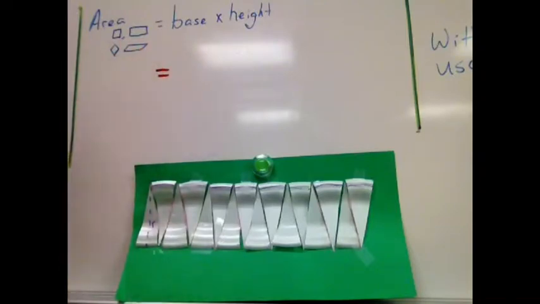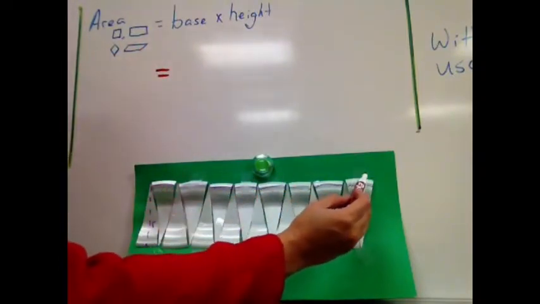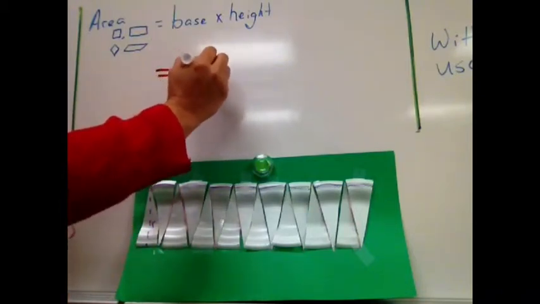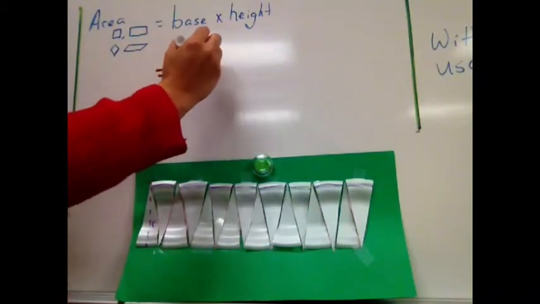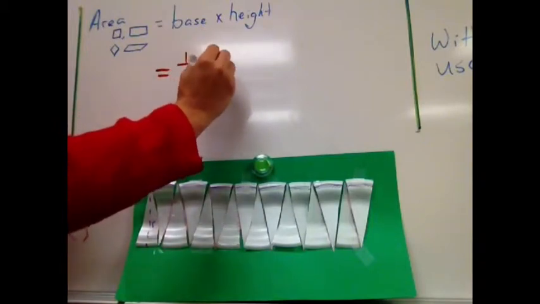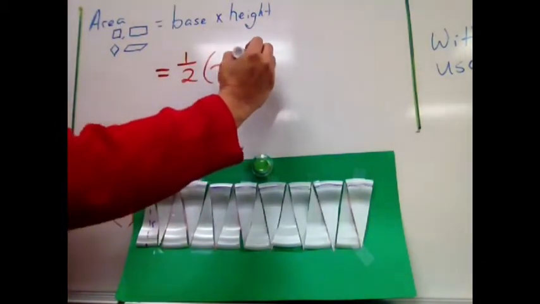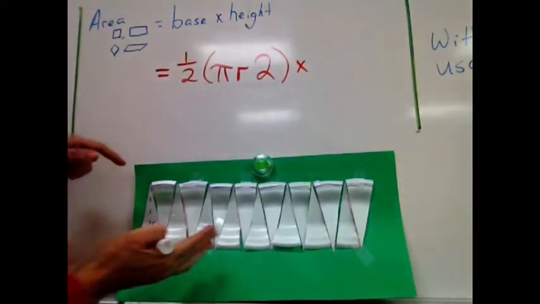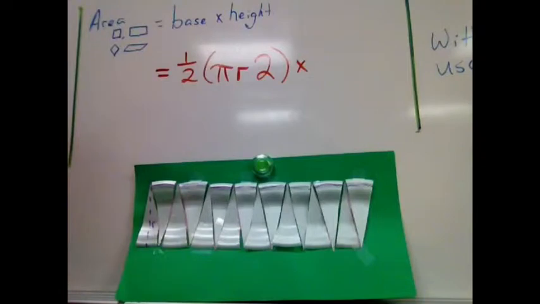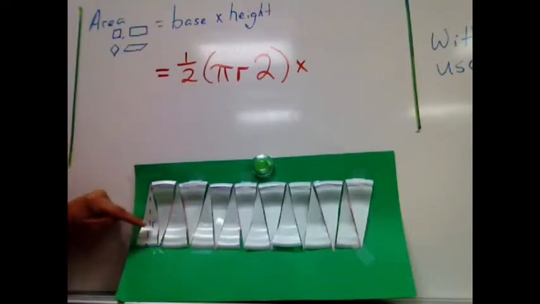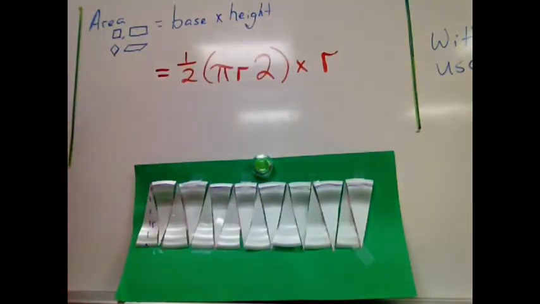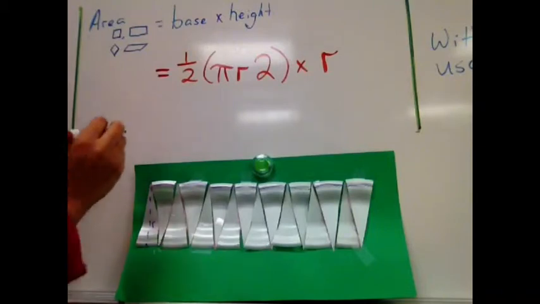The base is equal to, and we said half of the pieces go here, so that was 1/2 of the circumference, which is 1/2 pi times the radius times 2. Well, what's the height of this parallelogram that we've made? The height is right here, the radius. You see it? We have the radius here, so that's times the radius. That's the height when we do this.